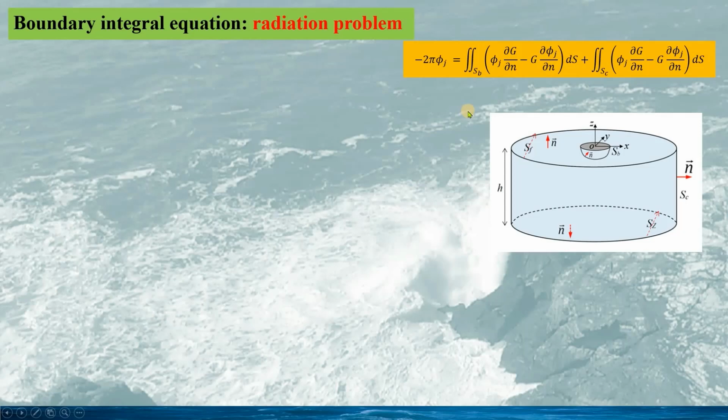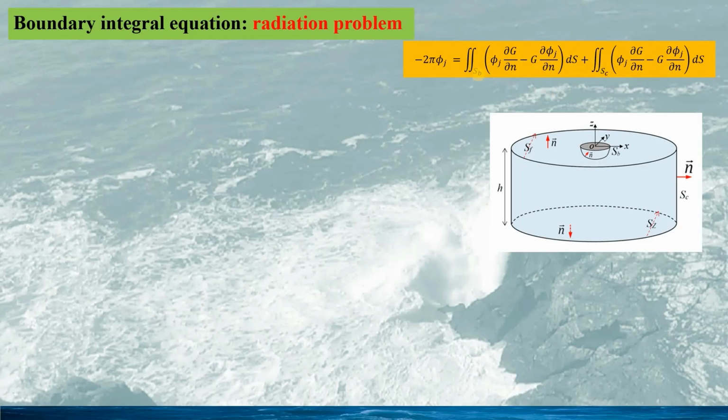The second problem is for the radiated wave, conventionally called the radiation problem. Here, we need to solve the boundary integral equation to find the potential phi j. Since both the potential phi j and the Green function G satisfy the free surface and the seabed condition, the de-singularisation of the Green's theorem would lead to the general boundary integral equation as this.